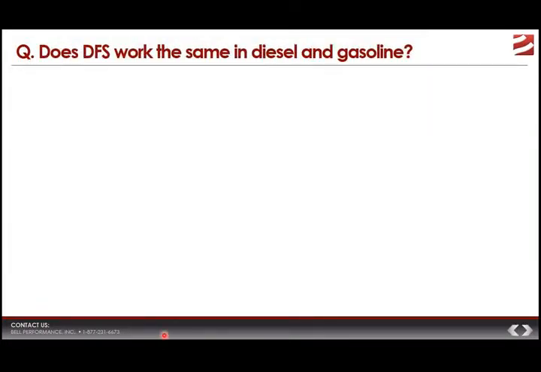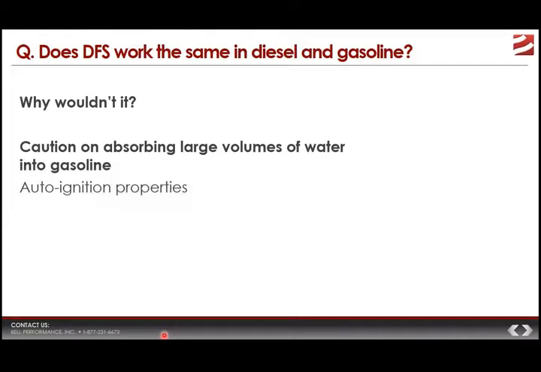Does DFS work the same in diesel and gasoline? Well, yes, it does, because diesel and gasoline are both petroleum. They're different densities. They have different auto-ignition temperatures, but they're still petroleum. And so there's no reason why DFS Plus would not work the same in both gasoline and diesel.